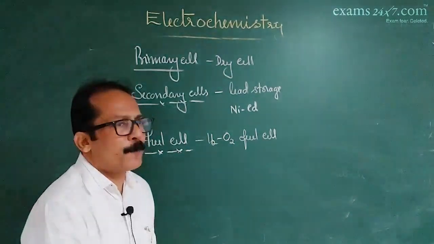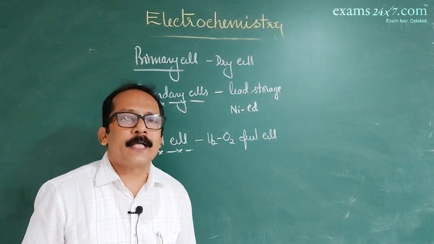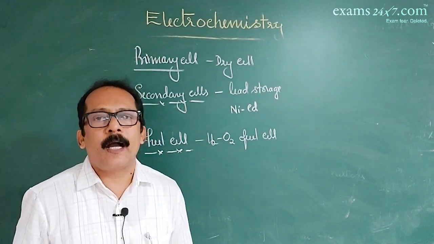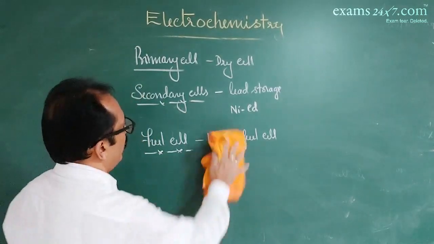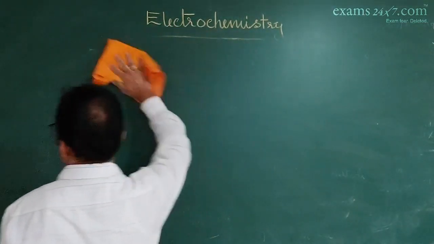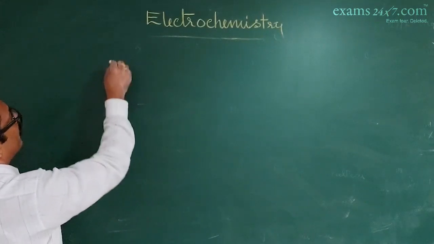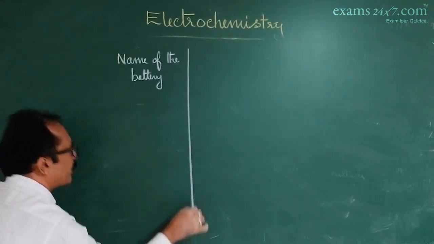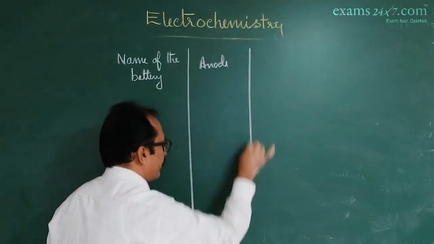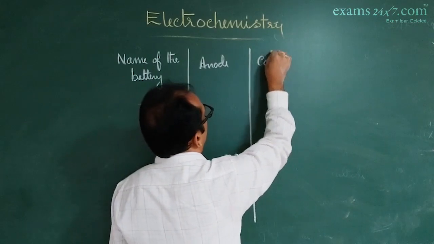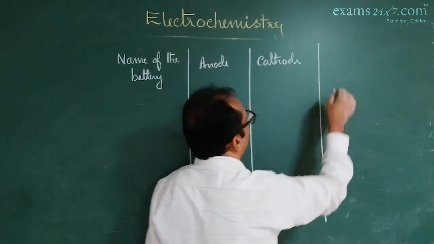Now, the next part is about different cells, and here you should know which acts as the anode, the cathode, and about the electrolyte. Now, we'll take some examples: name of the battery, anode, cathode, and electrolyte.